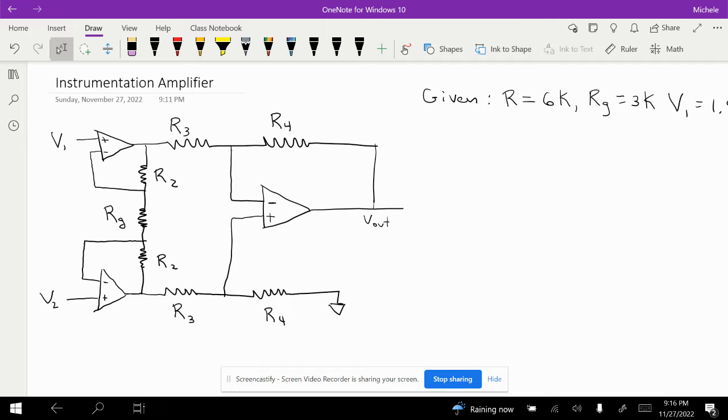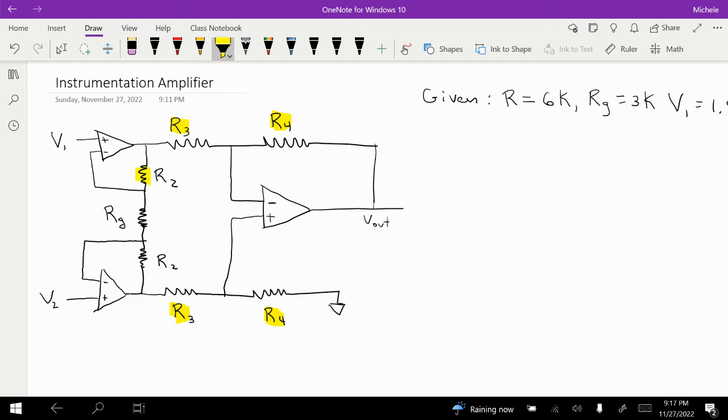Okay, this is an instrumentation amplifier. The first thing we're going to do is look at a generic instrumentation amplifier. What I mean by that is that in our generic one, I can have different values for R3 and R4. But notice that this R3 and this R3 match up, and this R4 and this R4 match up. R4 is our feedback resistor, and R3 is our input resistor.